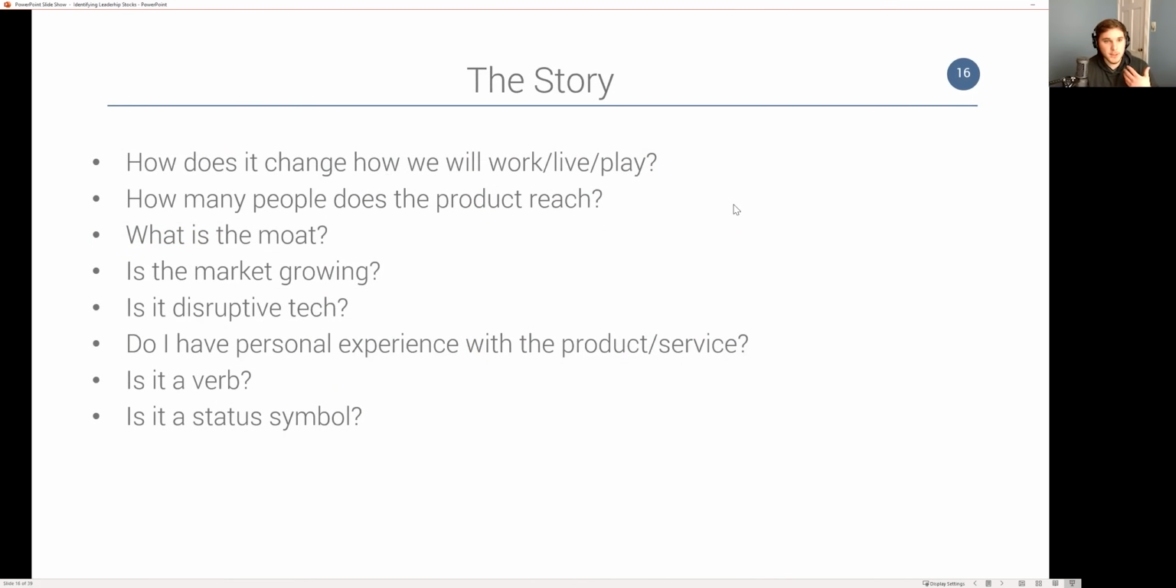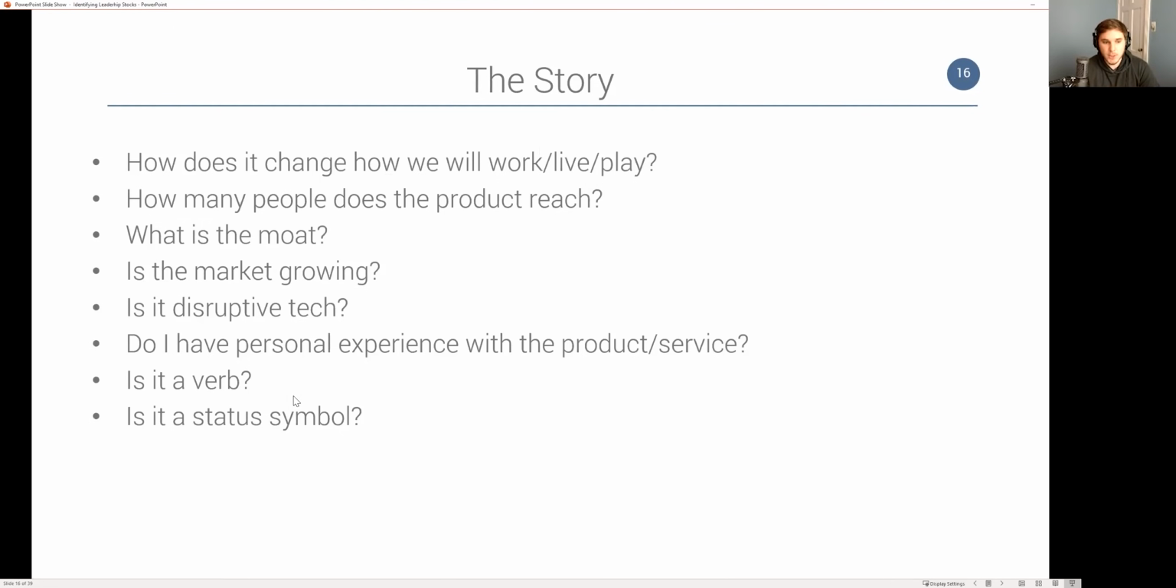And then lastly, we've got the story, as I mentioned earlier. How does the stock and its product change how we will work, live, or play? How many people does the product reach? What is the moat of the company? Is the market growing? Is it disruptive technology? Do I have personal experience with the product or service? Is it a verb like Uber or Zoom?